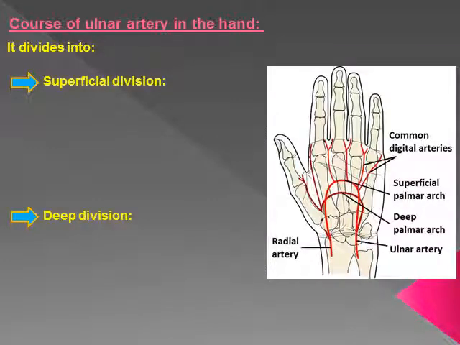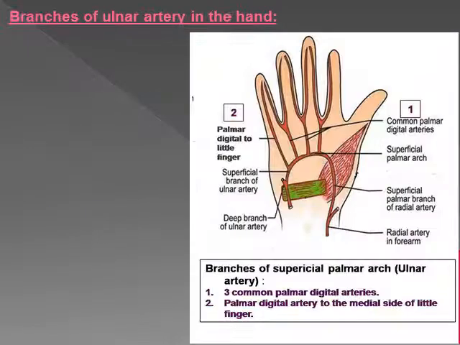In the palm, the branches of the ulnar artery are considered the branches of the superficial palmar arch. They include 3 palmar digital branches to supply the adjacent sides of the medial 4 digits, and a palmar digital branch to the medial side of the little finger.